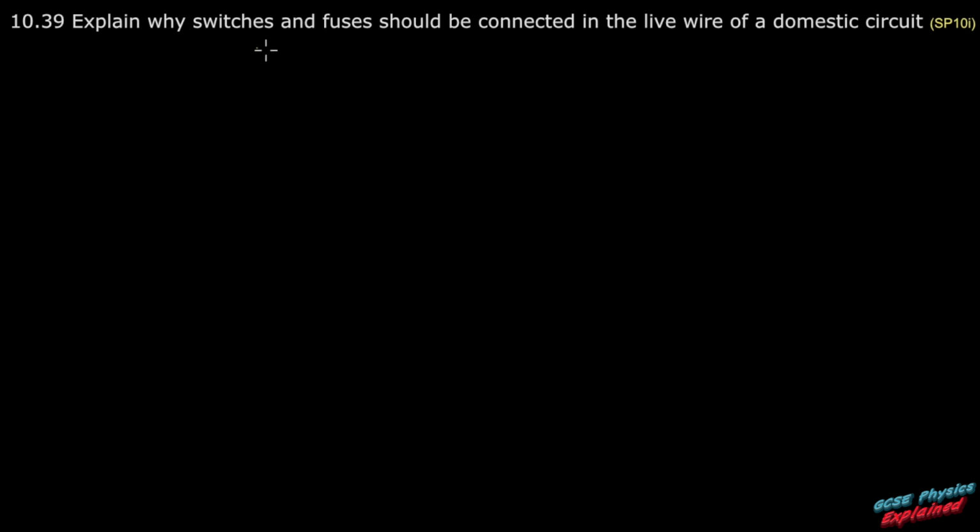39. Explain why switches and fuses should be connected in the live wire of a domestic circuit. Well, remember, the live wire is what takes the current in. So if you've got a little switch, that'll turn the current off before it gets to your TV. And also, if you've got a fuse in the live wire, that means before the current gets to the TV, if the current's too big, then the fuse will blow before the telly does.